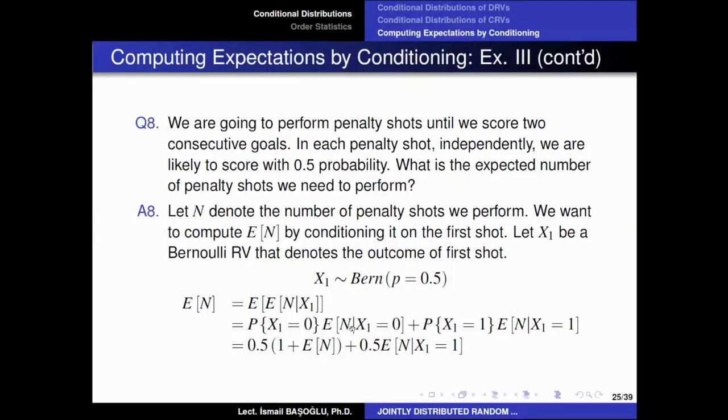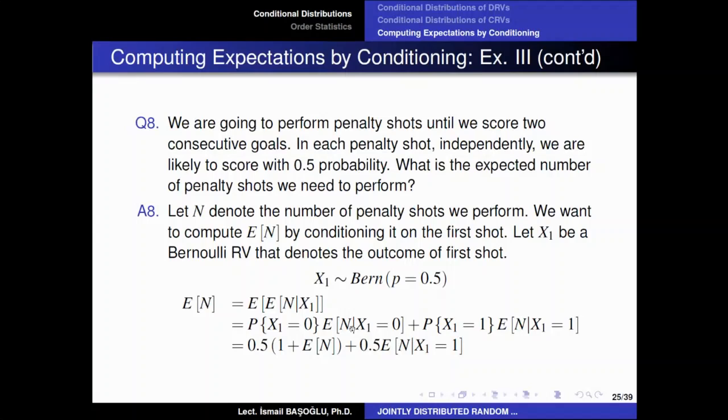What is the expected value of N given that X1 is equal to 0? So you miss in your first shot. What is the expected value of N? Now, if you miss your first shot, it is not going to be counted as progress. So if you miss your first shot, this is not going to contribute anything to your progress. The remaining trials are going to be the same as the trials that you are starting for the first time.